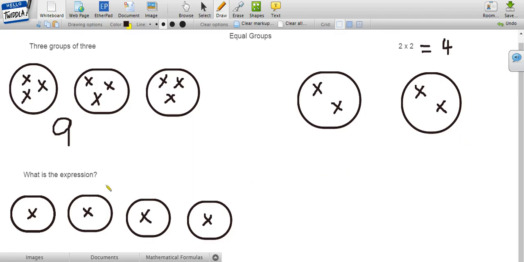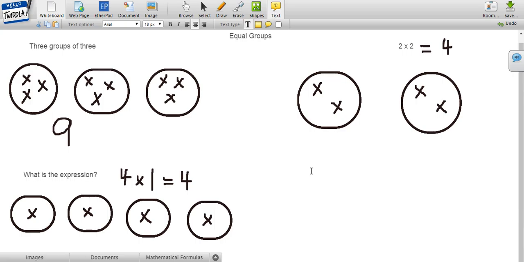Now, let's look below here. If I were to show you a drawing like this and ask you what the expression looks like, I would need you to ask yourself what the multiplication expression looks like. I have 4 groups, so we have 4, and I have 1 X in each group, so it would be times 1. And we know, if we count our X's, and because we know our multiplication facts, that this should be 4, because I have 4 items in all.